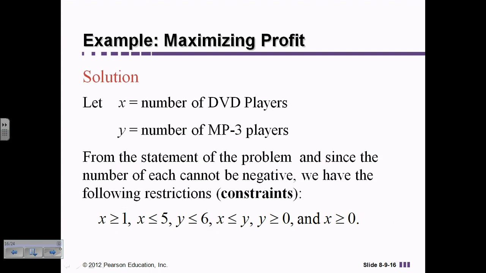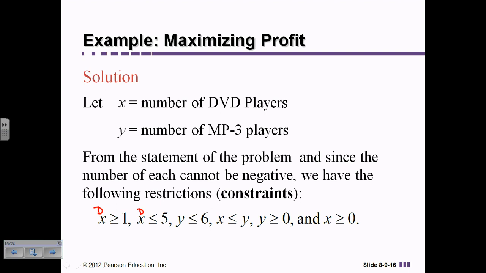So let's read all this again. X is the number of DVD players, and Y is the number of MP3 players. It doesn't matter which one is which, but this is how we're setting it up for this one. You could have switched it and it would still give you the same answer. Okay, so X is DVD players. The number of DVD players must be greater than or equal to 1, and the number of DVD players must be less than or equal to 5. Remember what it said, the company must manufacture at least one DVD player, but no more than 5 each day.